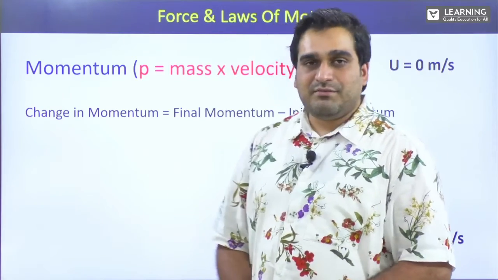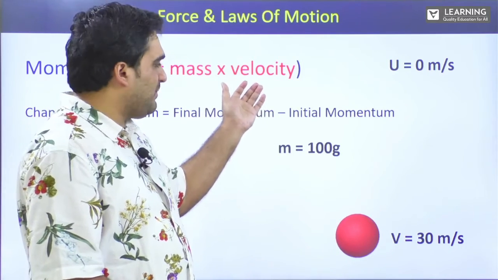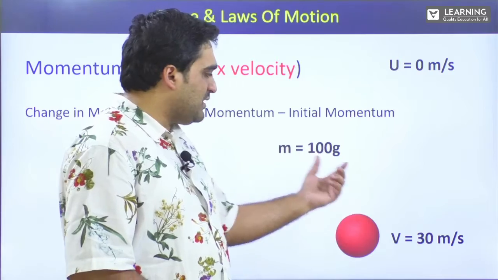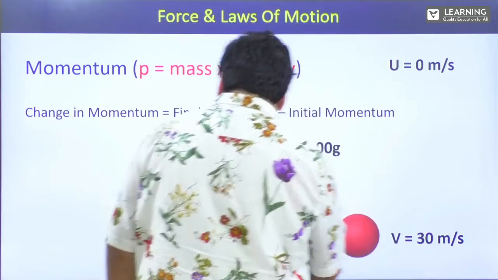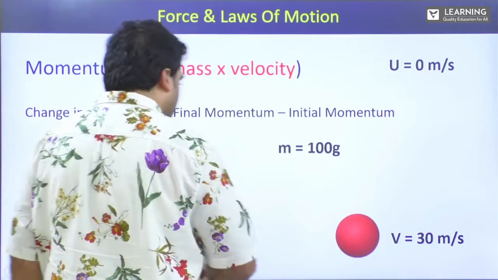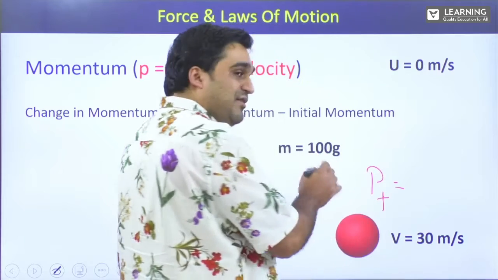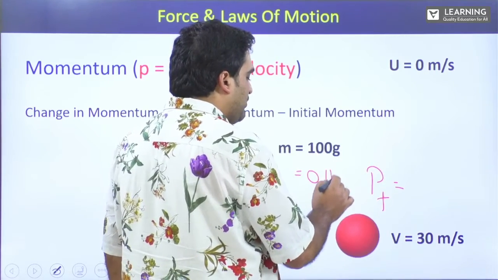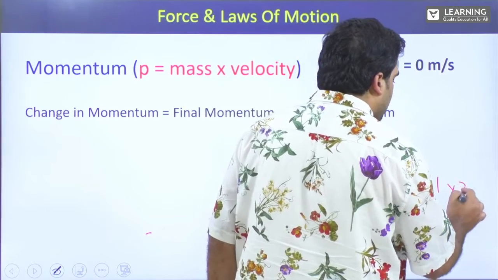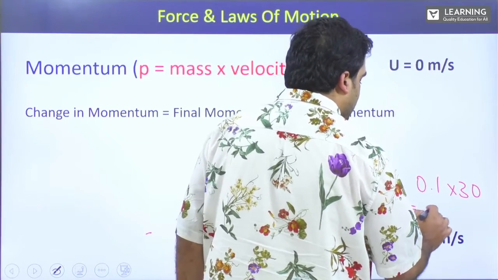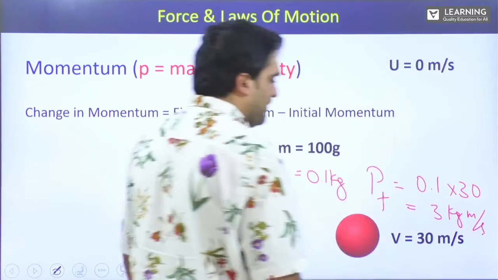What is the final momentum? Since we define momentum as product of mass and velocity, final momentum will be mass times the velocity. Final momentum PF is equal to, since it's 100 grams, which is equal to 0.1 kg, 0.1 times 30, and 0.1 times 30 is 3 kg meter per second.